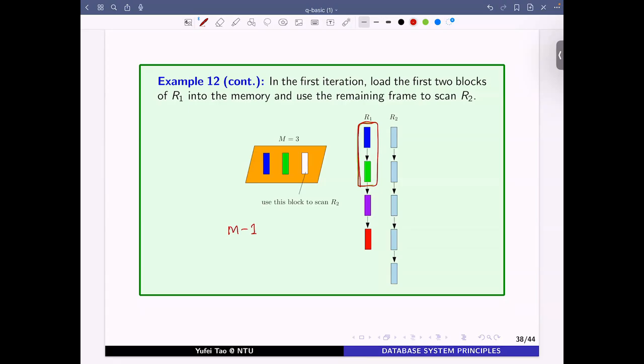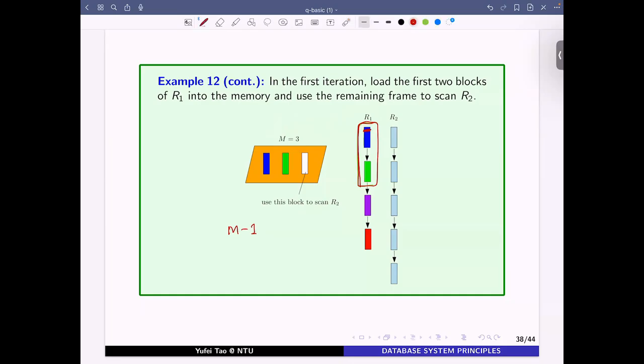All right. So here, as you can see from the colors, the blue block is read into the frame, and also the green block is read into another frame. So now 2 frames are occupied, right? We do not want to use all the frames in the main memory because we want to leave one here for reading R2. Remember, the essential idea is still to perform a double for loop, right?